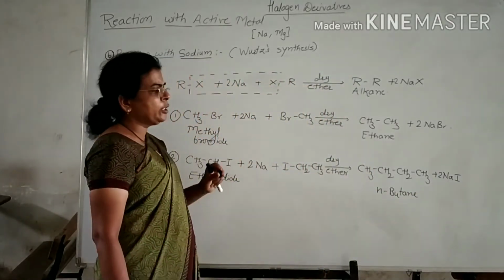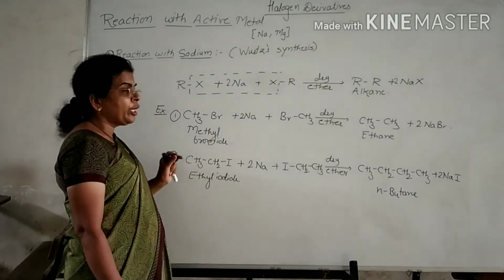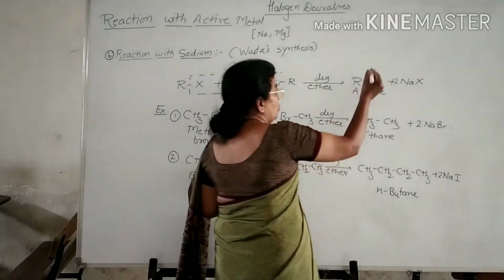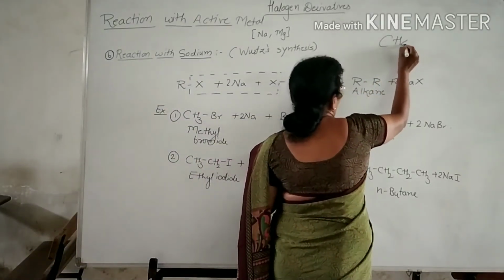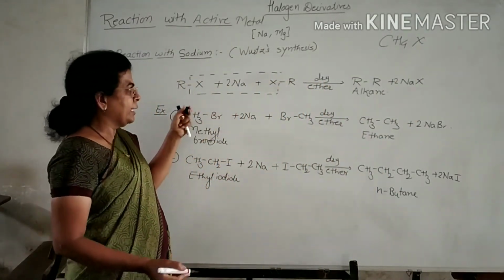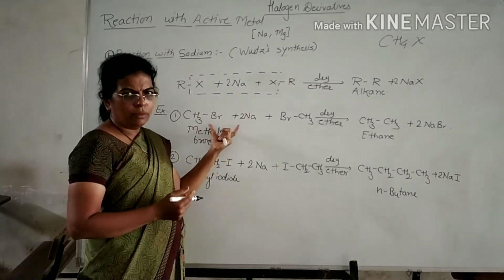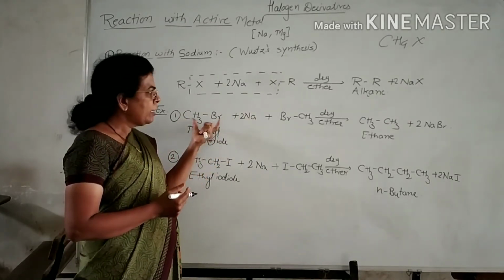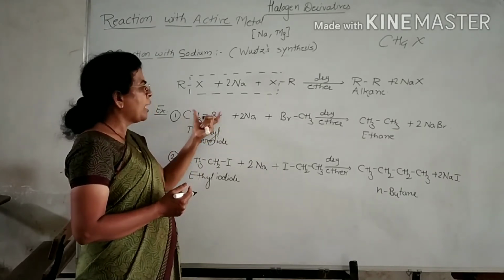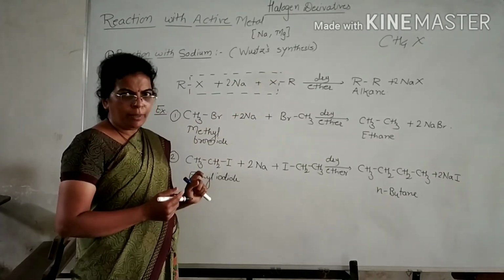Now there are limitations for this Wurtz reaction. What are the limitations? That we cannot prepare methane using this reaction. We cannot prepare methane by using Wurtz synthesis. And the reason is that here coupling of the alkyl halide takes place, and in coupling, at least two carbon atoms can undergo coupling. Therefore we cannot prepare methane.